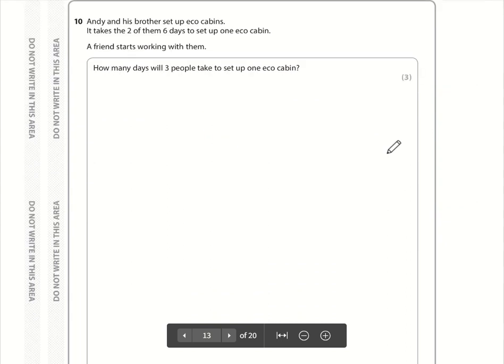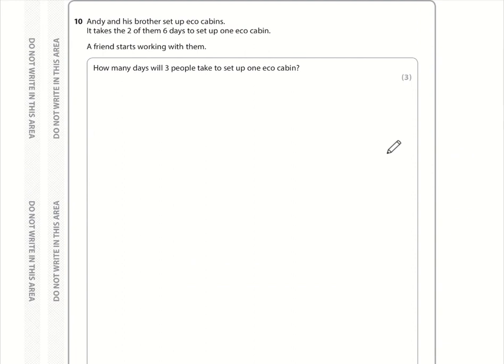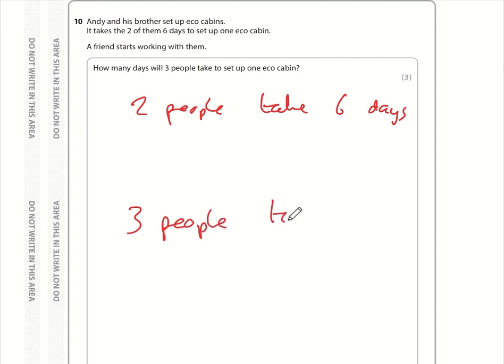Question number 10. Andy and his brother set up eco cabins. It takes 2 of them 6 days to set up 1 eco cabin. So 2 people take 6 days. And we want to know how long it will take 3 people. So we need to be careful here. We've got more people doing the job, so it's going to take less time. More people doing the work, job's going to get done quicker.